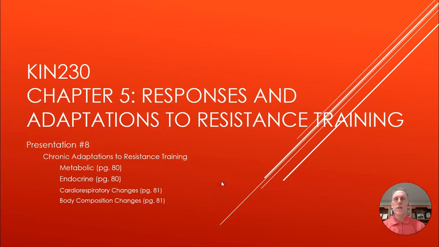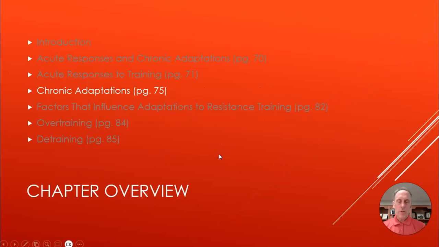Okay, here it is. Kinesiology 230, Chapter 5, Presentation number 8. Almost there. Still talking chronic adaptations to resistance training. We're now on page 80 and 81, covering metabolic, endocrine, cardiorespiratory, and body composition adaptations. This will be a lot of material, covered in a compressed fashion. So let's buckle up.